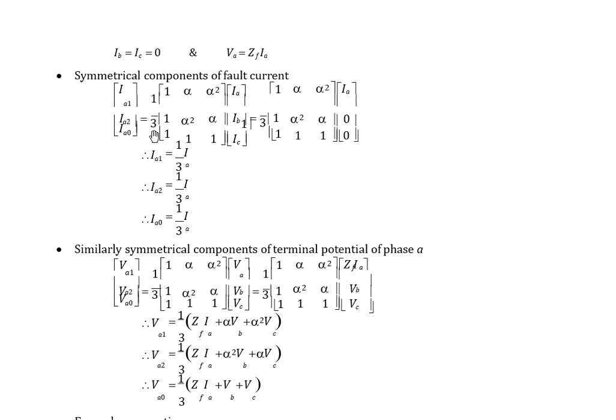Then Ia2 is equal to 1 upon 3 also, and then multiply the second row with this column. Again you get Ia only. So all the three currents are 1 upon 3 Ia. Similarly, do this type of calculation with the voltages, and you will get this formula.